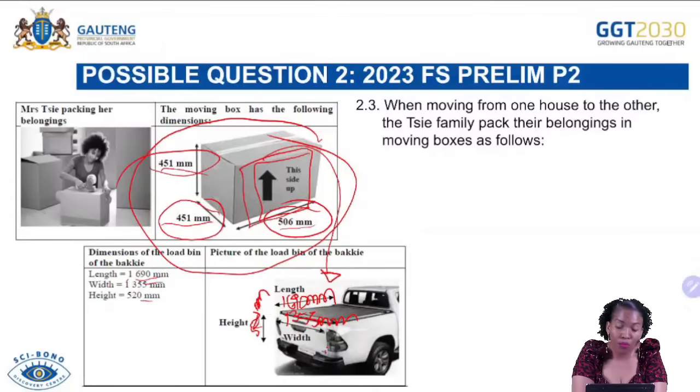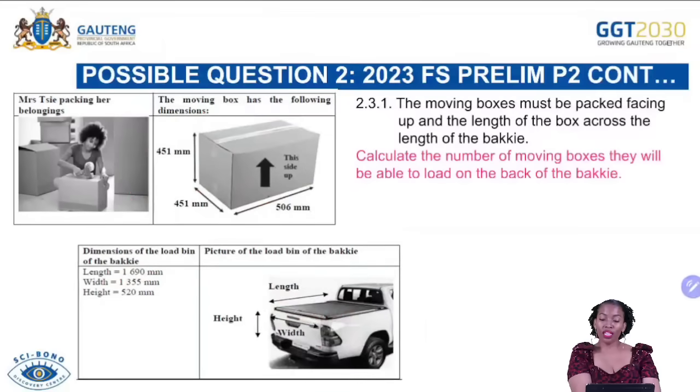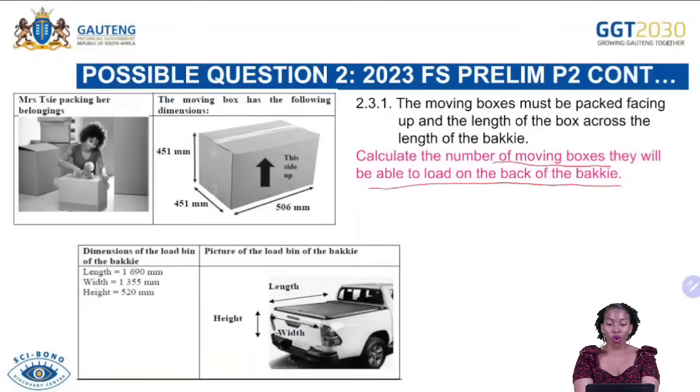It means we can proceed with the question. 2.3.1, calculate the number of moving boxes they will be able to load on the back of the bakkie. So how are we going to pack those boxes? The moving boxes must be packed facing up.